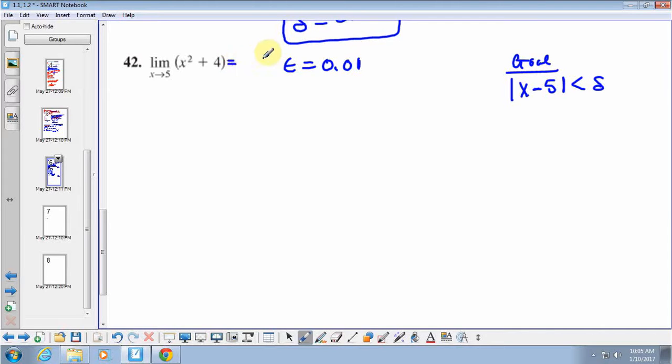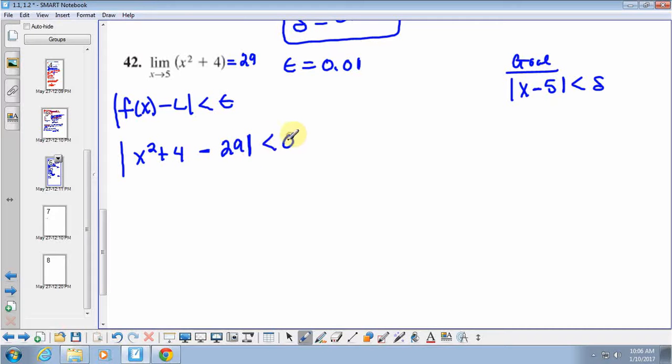But how do I start? First of all, I need to find the limit. What is this limit? Direct substitution will give me what? 5 squared plus 4 is 29. So y'all, that's my limit. That's my L. So I need to look at the absolute value of f of x minus L is less than my epsilon. So my f of x here is x squared plus 4 minus my limit of 29 is less than, and they gave me an epsilon of 0.01.